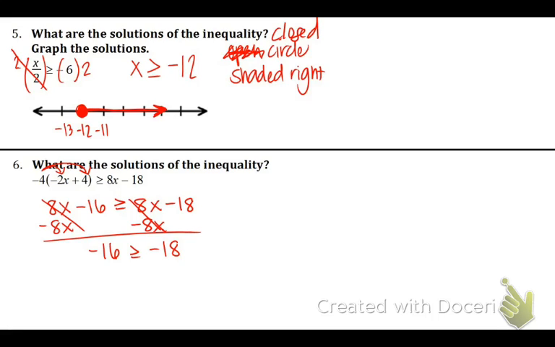Because we were working with negatives, the answer is correct. So this is true because -16 is less negative than -18. When we have a true inequality, our answers are all real numbers.